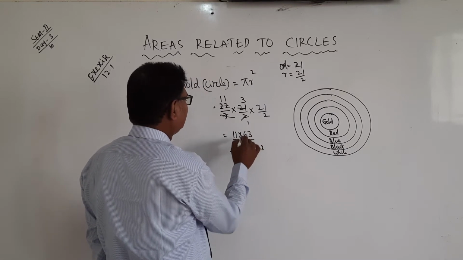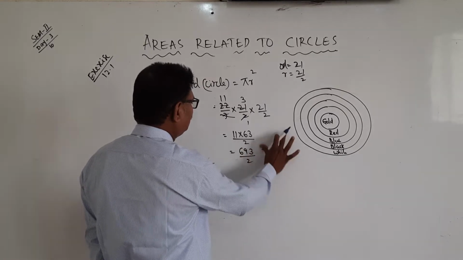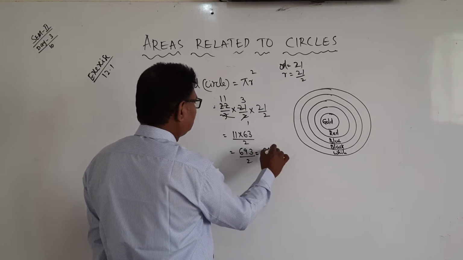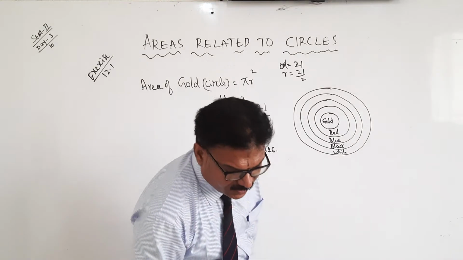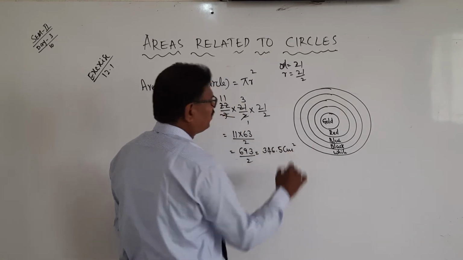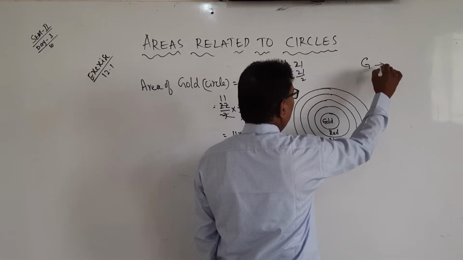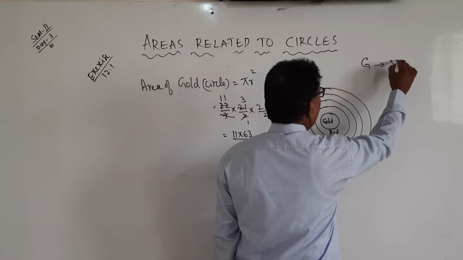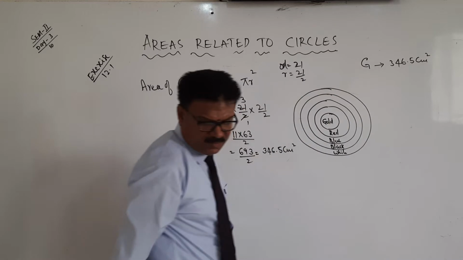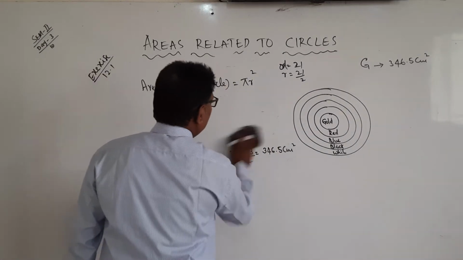69 divided by 2 is nothing but equal to 34.5, so 346.5 centimeter square. Okay? This is the gold. What is the gold area? 346.5 centimeter square. Now how to find out the second one? How to find out the second one?